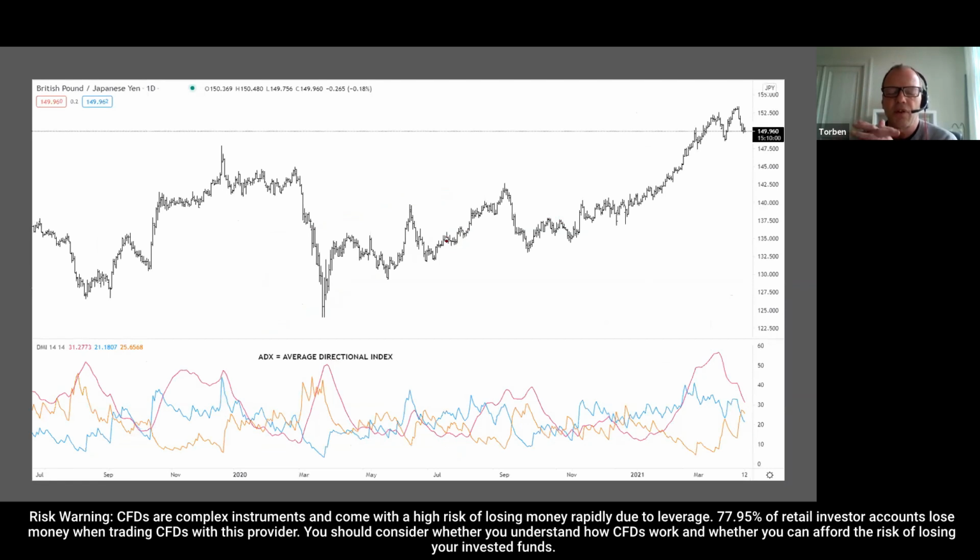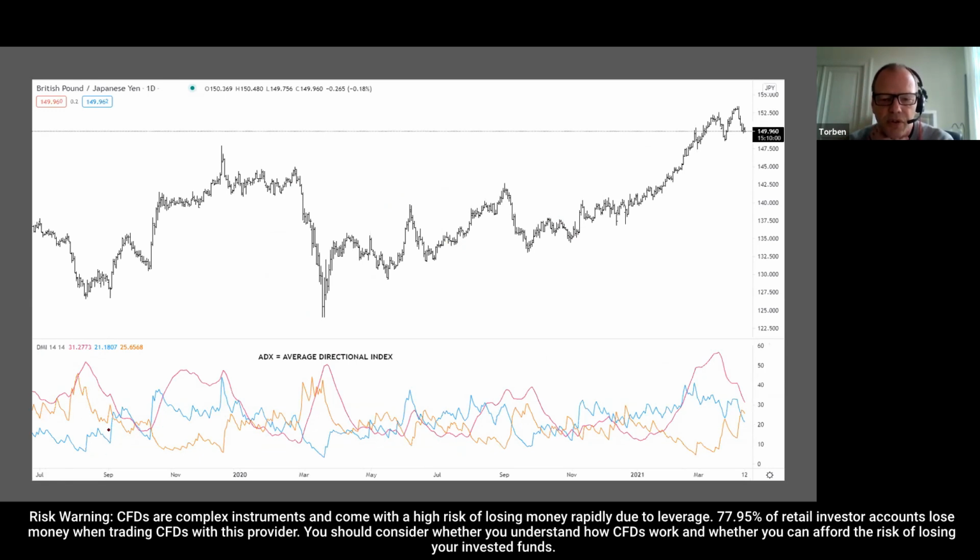So this is likely what you will see in most charting systems. You will have what we call the DMI, where you have 3 lines, and those are called the directional moving index.